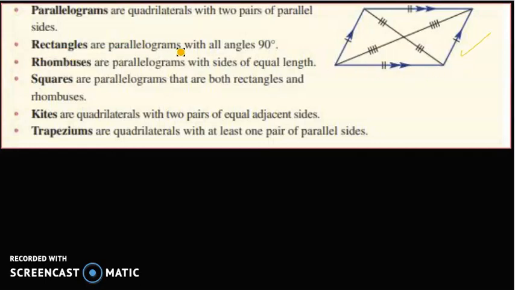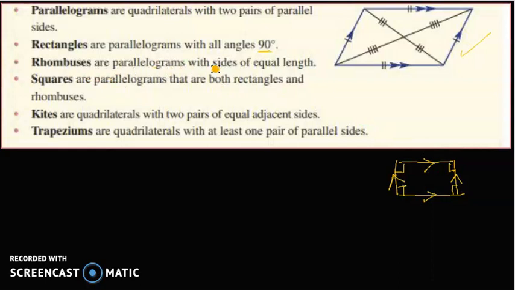Rectangles are parallelograms with all angles 90 degrees. In a rectangle, all the angles are equal to 90 degrees. This is a special case of parallelogram where all the angles are 90 degrees. This side will be parallel to this and this will be parallel to this. So this is a parallelogram, no doubt, but it is a special case where all the angles are equal to 90 degrees.